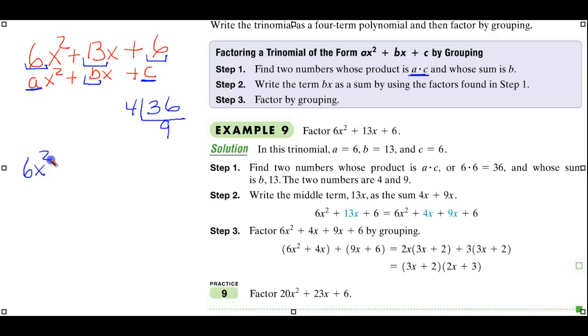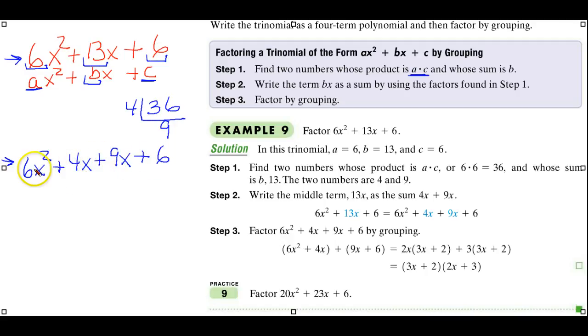6x squared plus 4x, take this one, plus 9x plus 6. Now notice this trinomial and this 4-term polynomial are exactly the same, except we combine like terms there.